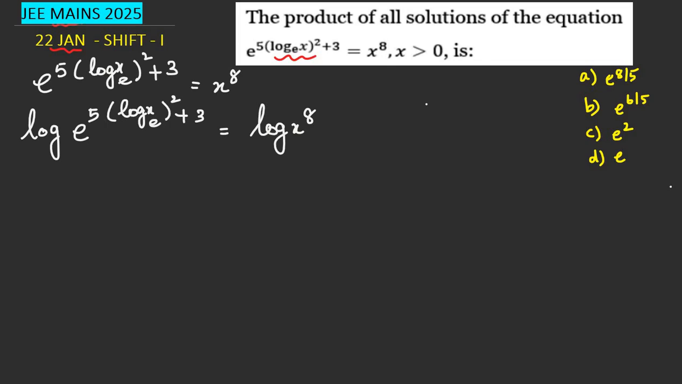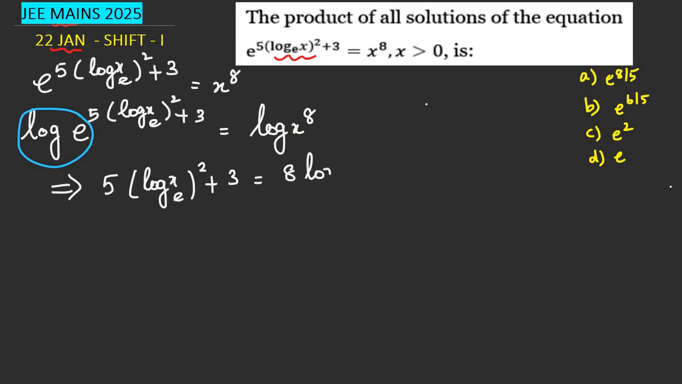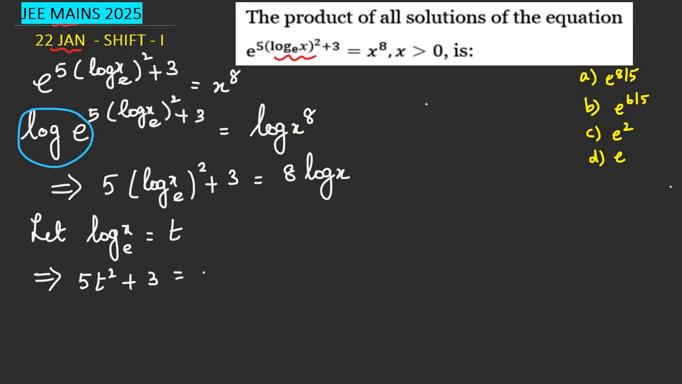Now this term can be taken as 1, that is log e. Therefore the given equation can be rewritten, which gives us 5 (log x)² + 3 = 8 log x. Now let log x to the base e be equal to some t here. The given equation becomes 5t² + 3 = 8t, or the equation is 5t² − 8t + 3 = 0.